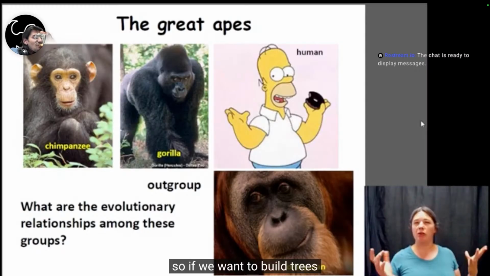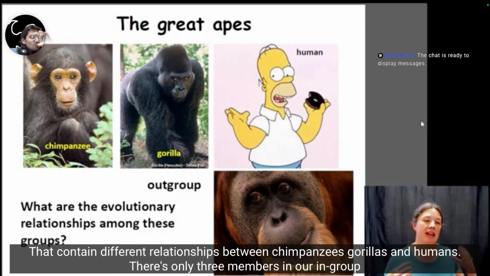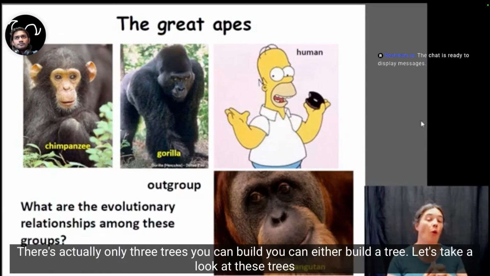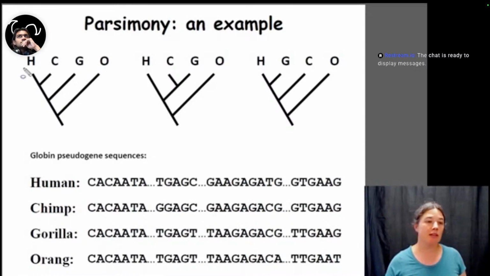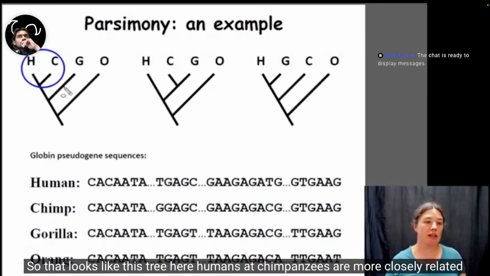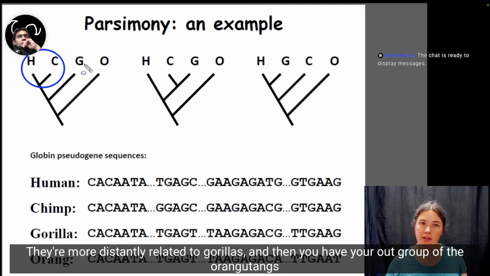So if we want to build trees that contain different relationships between chimpanzees, gorillas, and humans, with only 3 members in our in-group, there's actually only 3 trees you can build. Let's take a look at these trees. You can either build a tree where humans are most closely related to chimpanzees. So that looks like this tree here. Humans and chimpanzees are more closely related. They're more distantly related to gorillas, and then you have your outgroup of the orangutans.